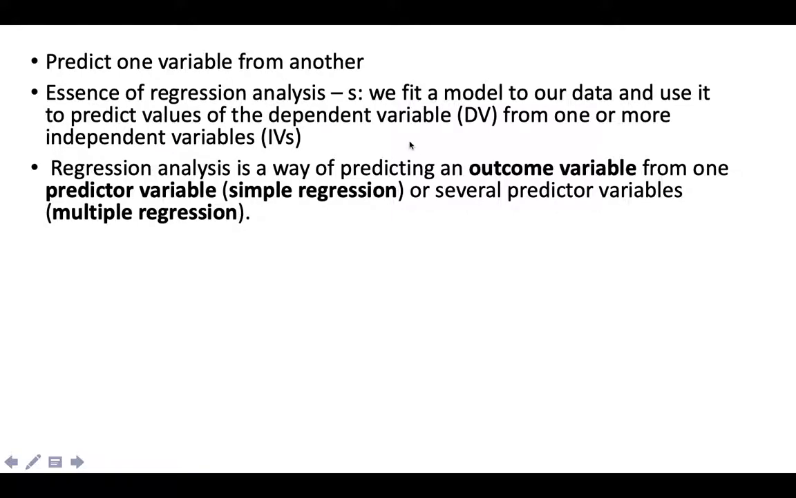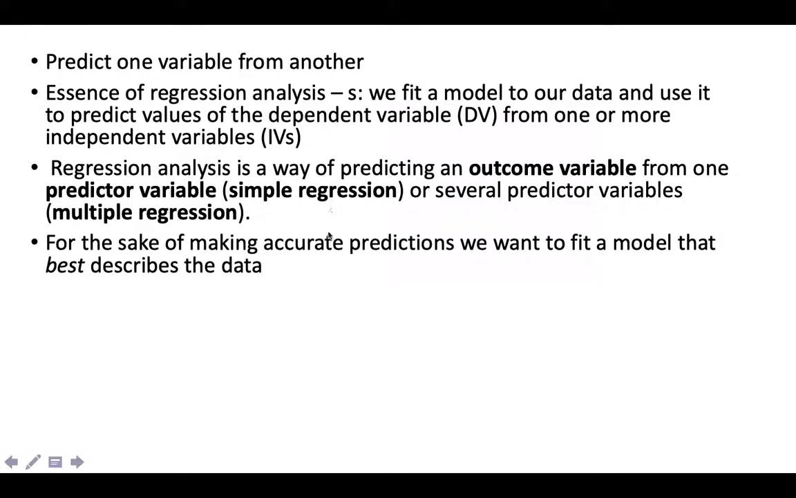So in regression analysis, you try to find a model for your data, the best fit. And this model is a straight line, a linear line. For the sake of making accurate predictions, we want to fit a model that best describes the data. So if you have a data set, imagine a scatter plot, your data points are scattered all over the graph. You would like to find the line that best fits your data.